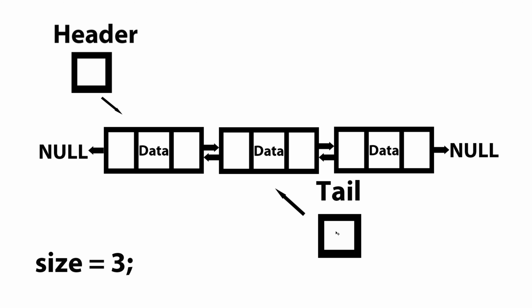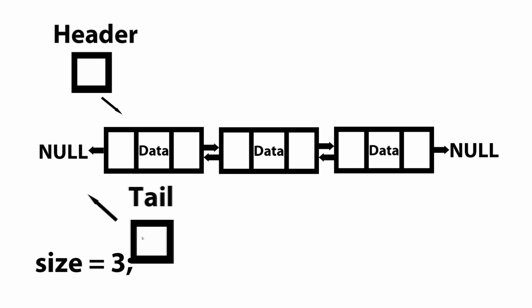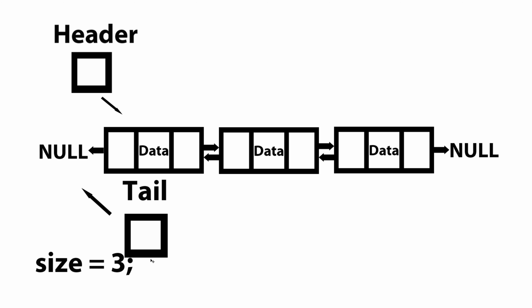Execute the loop again. Print out the data, advance tail to point to whatever this node is pointing to, which is tail arrow prev. Execute the loop again. Print out the data that's within this node, advance tail to point to whatever tail arrow prev is pointing to, which is this pointer here. Finally, we hit null, and then we exit the loop.